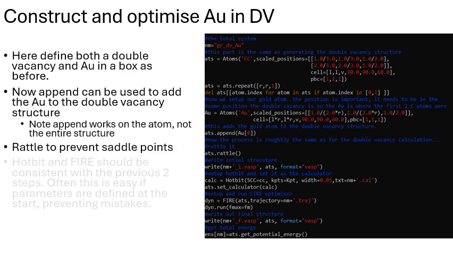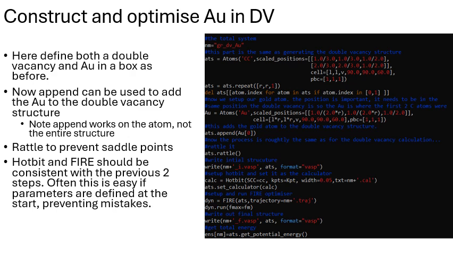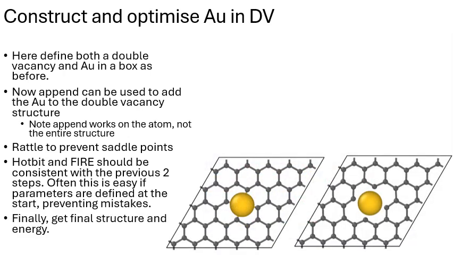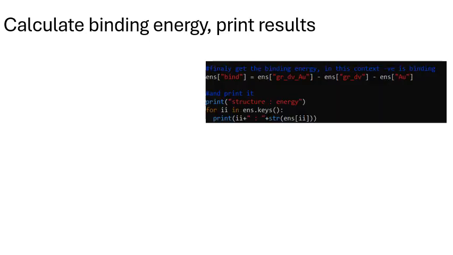We rattle to prevent optimization to saddle points. We then use hotbit and FIRE to optimize these structures, and that gives us our final energies. And if things have been done consistently, you shouldn't have any mistakes with this. So yeah, this is what optimizes. It actually breaks, as the carbon atoms move away because it's such a large atom, that gold atom.